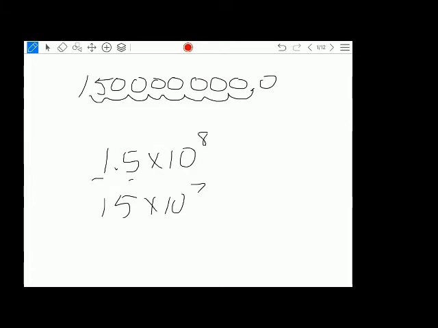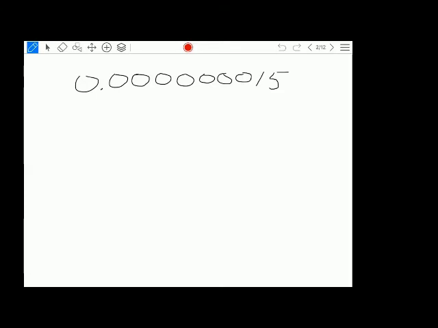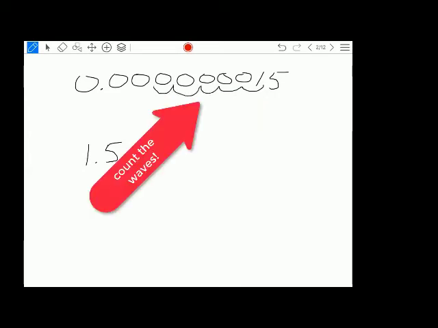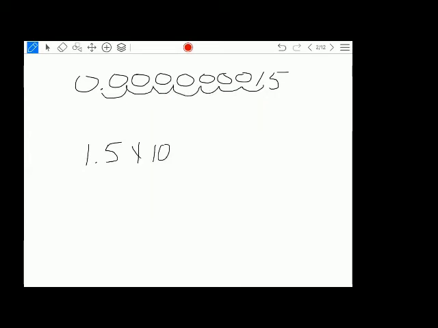Now let's try a small number. It goes the opposite. So in this one, we'll again start with our convention 1.5 times 10 to the, and this time we're going to shift from right to left. 1, 2, 3, 4, 5, 6, 7. So here I have 1.5 times 10 to the minus 7. The negative exponent means a left shift.